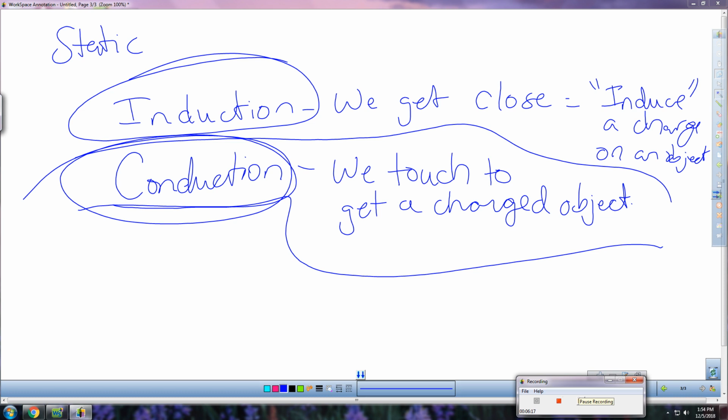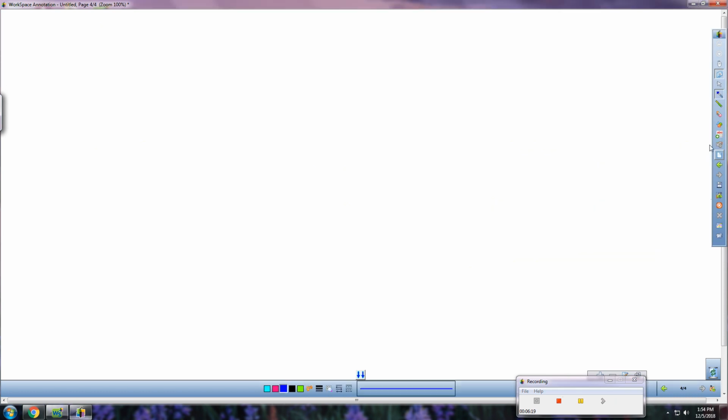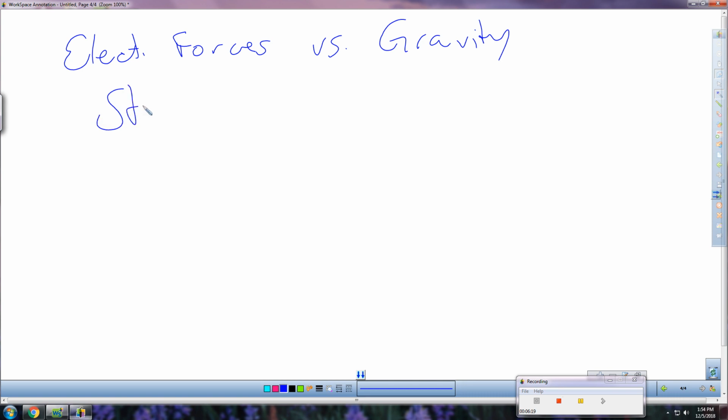Alright, so a couple more things that you need to know out of this first unit here. Just a little bit about electrical forces versus other forces, more specifically gravity. Electrical forces are actually much, much stronger because the interaction is at such a small level. Gravitational forces are much, much weaker because most of those forces are over great distances.